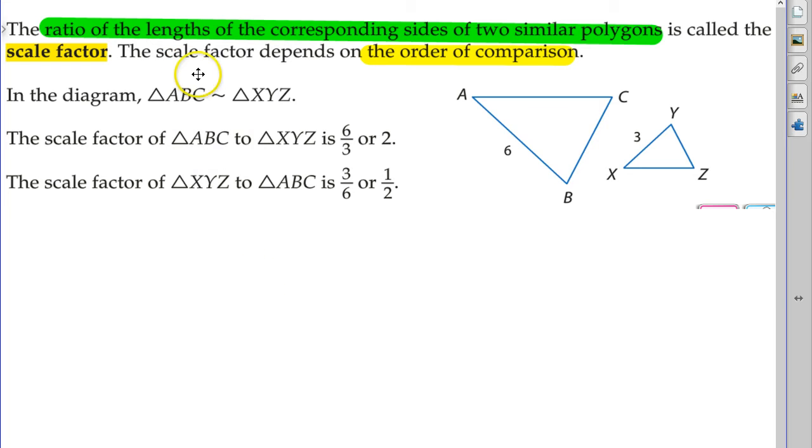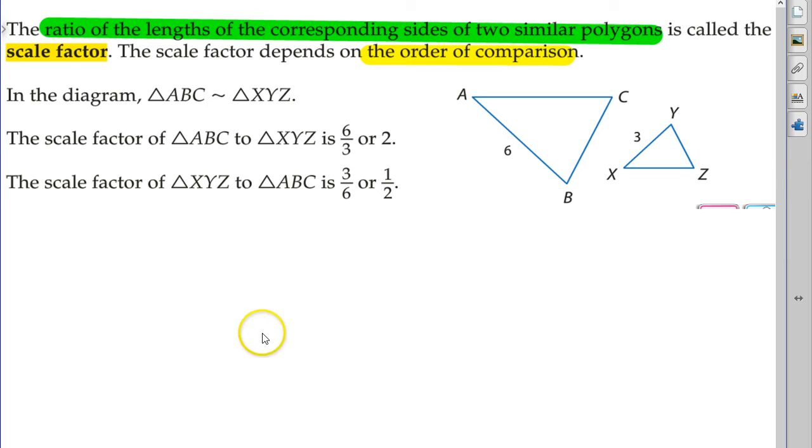So if we say ABC is similar to XYZ, we could say the ABC to XYZ scale factor is 6 to 3, because that compares the two corresponding sides in the order of these two triangles. 6 over 3 is 2. Or we could flip it. We could say XYZ to ABC, that becomes then 3 to 6, and it becomes 1 over 2.